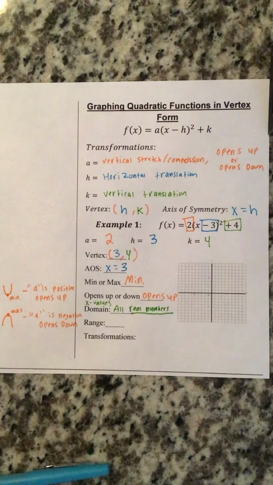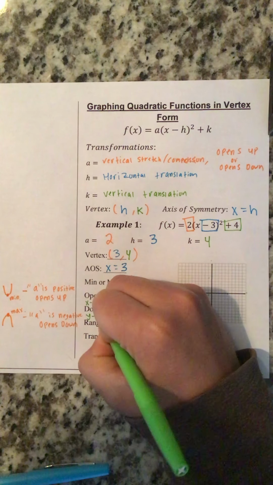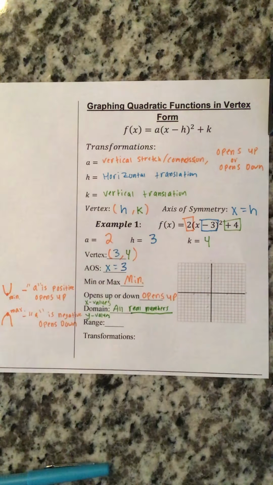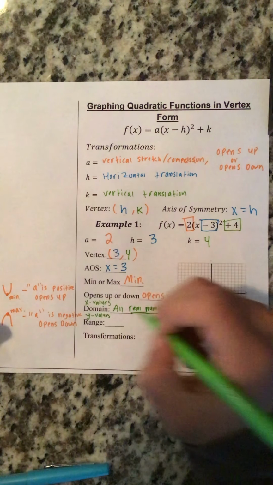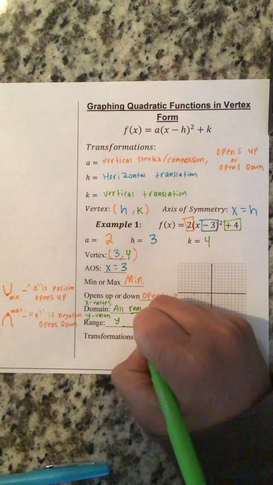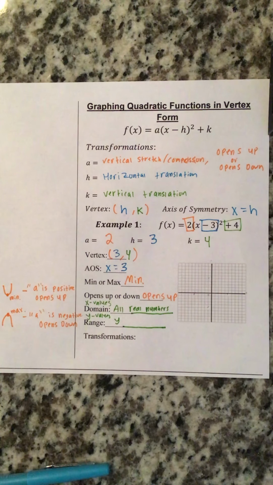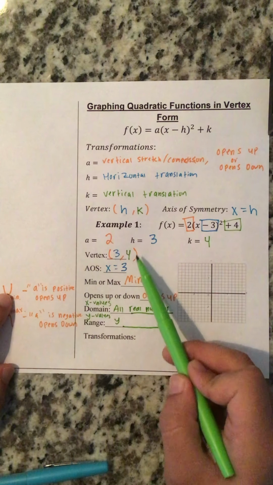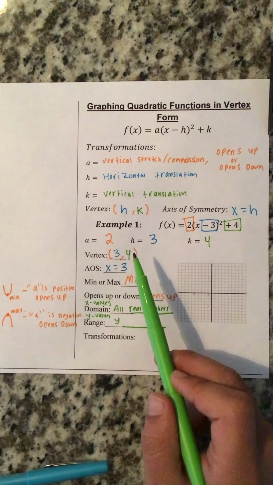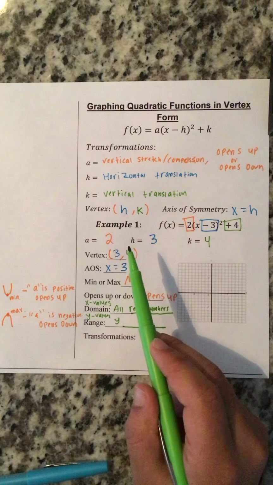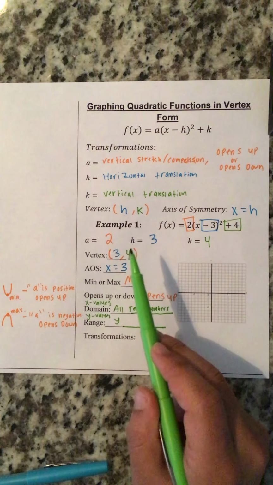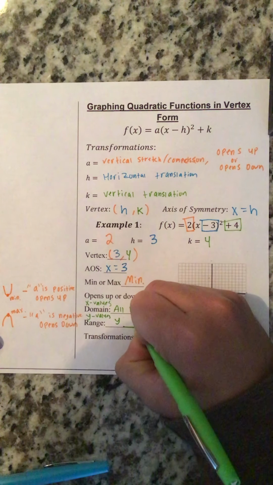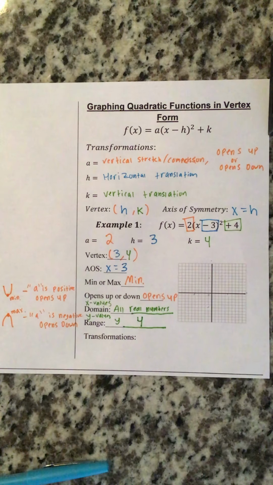Now my range, remember, that is my Y values. And my range is not all real numbers. The range is Y values. So let's start with y. Now, I know that I have a minimum value. That value is the vertex. So to write the range, I'm going to take the Y value in that vertex and put it right here. So I'm going to take a 4.